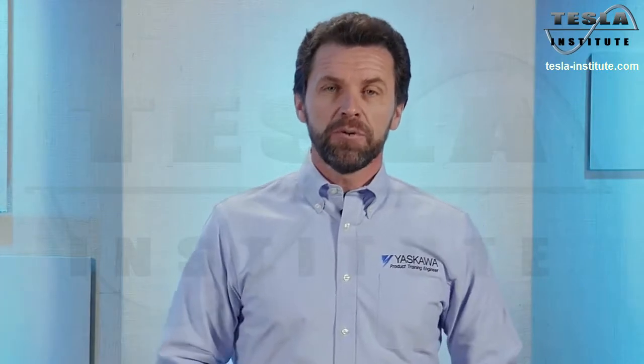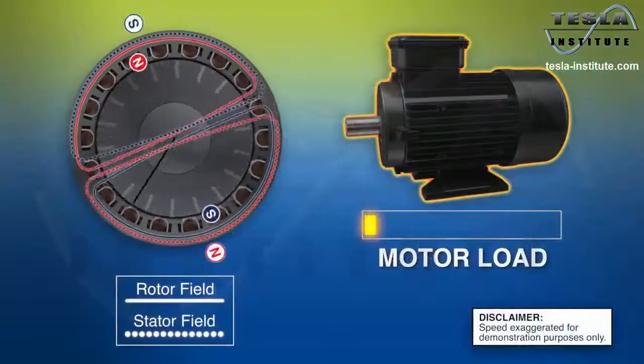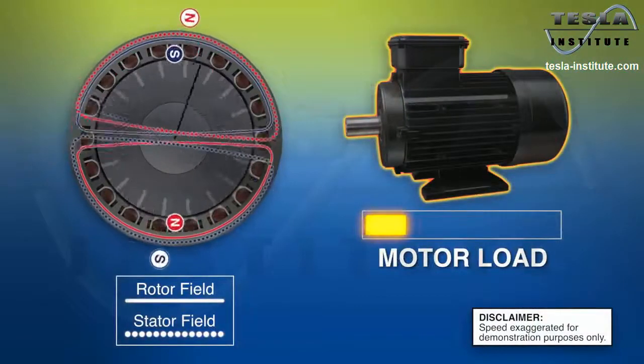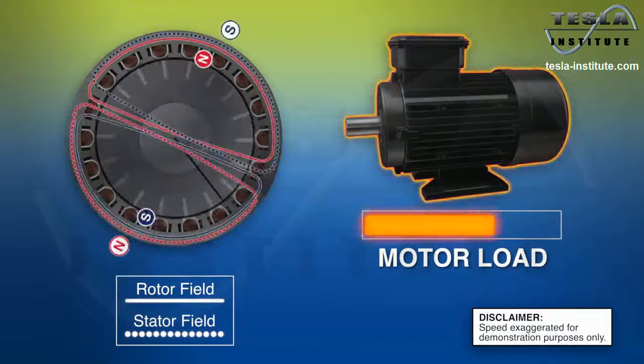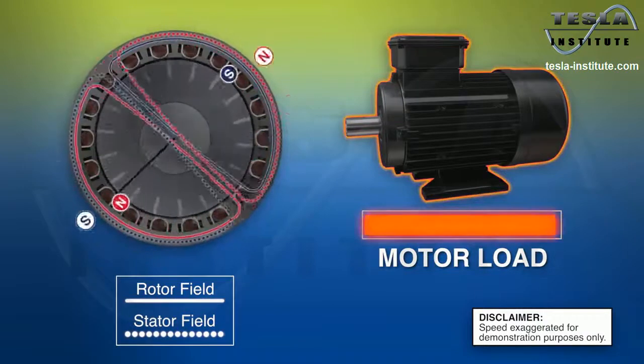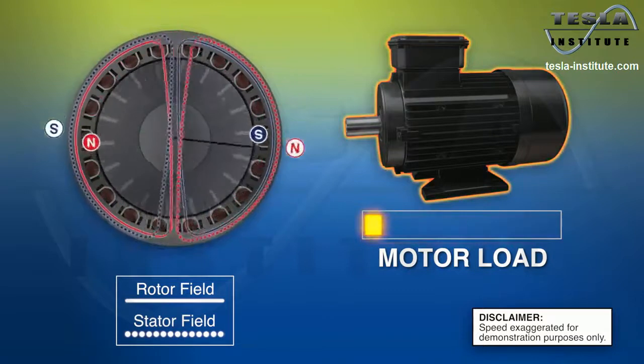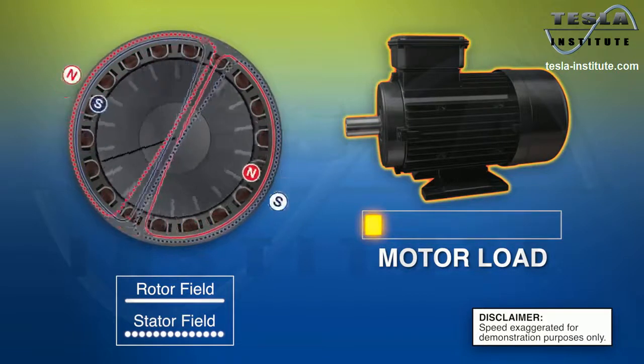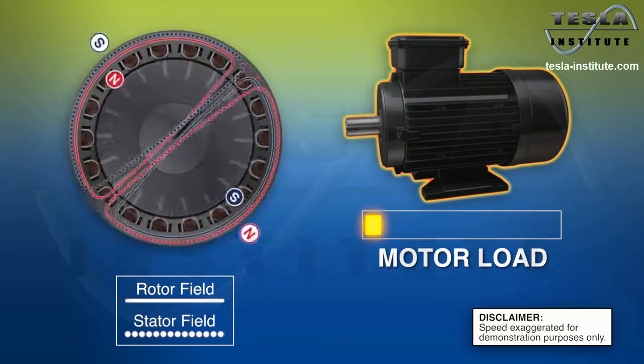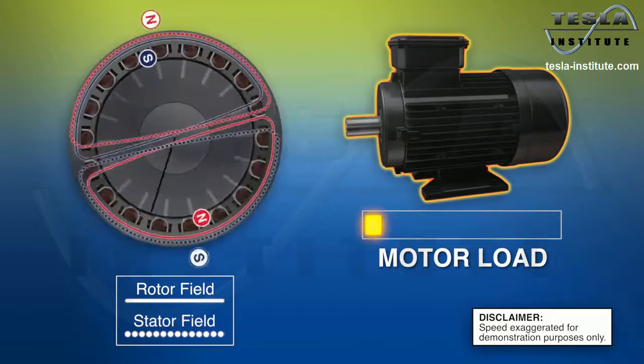To illustrate slip, pay attention to what happens to the speed of the motor as the load is increased and decreased. You can see that as the motor load increases, the mechanical speed of the motor decreases, and as the load is decreased, the speed increases. This increase and decrease in motor speed due to load is called slip.